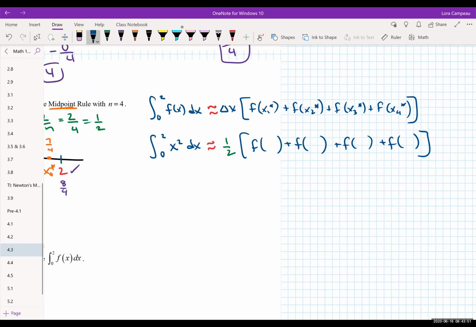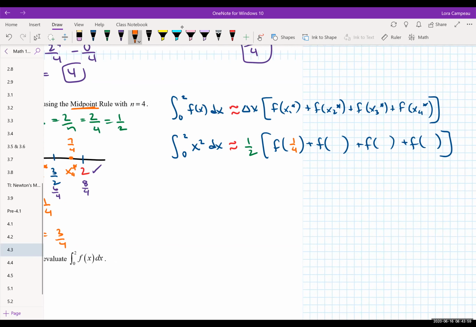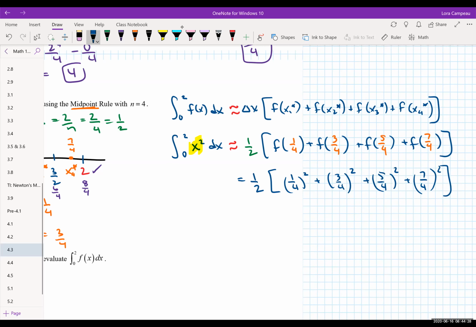So I go back and say, what were those values? It was 1/4, 3/4, 5/4, and 7/4. And now, who was f of x? Well, f of x is the integrand. So that ends up being 1/2 times f of 1/4, what do we have? 1/4 squared plus 3/4 squared plus 5/4 squared plus 7/4 squared.